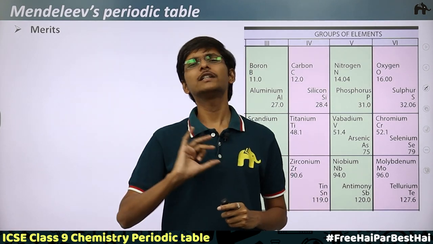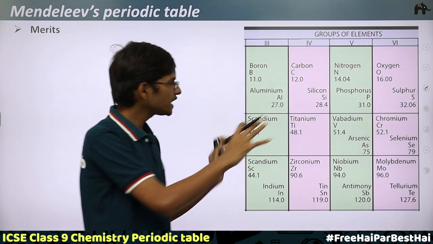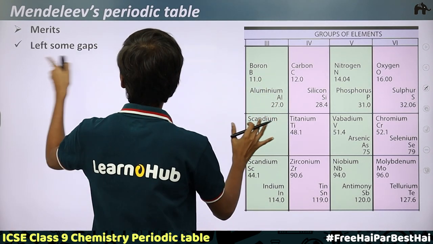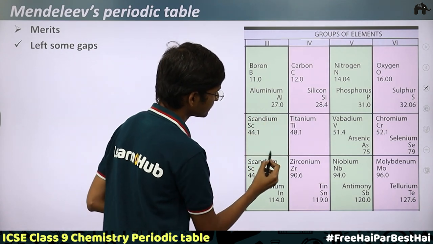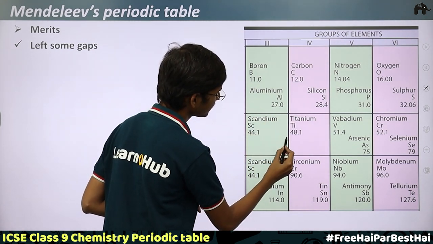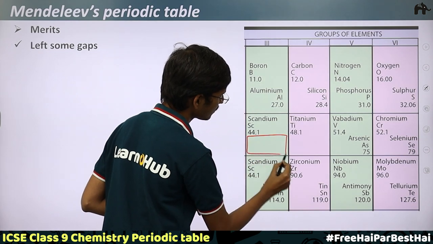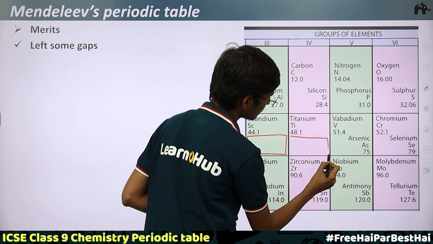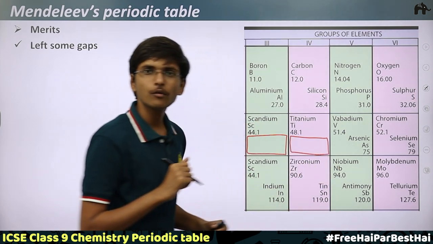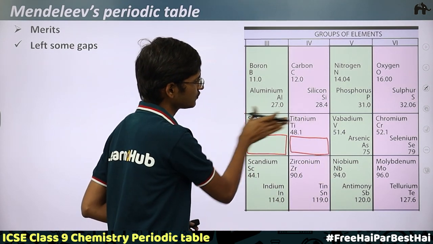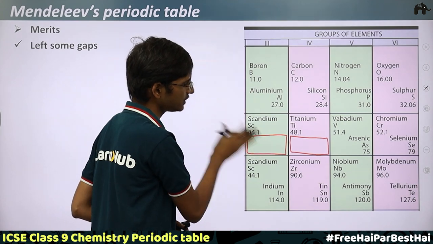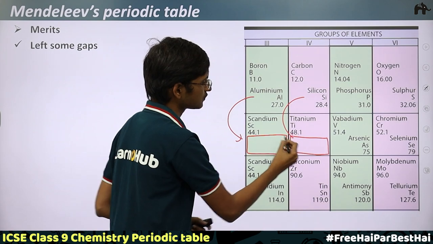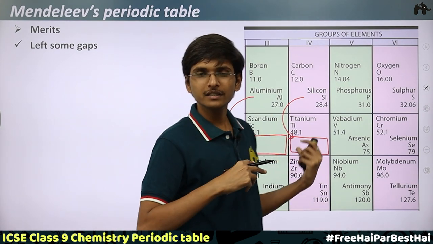When Mendeleev was developing the periodic table, he left some spaces, some gaps, like this. You can see here he left a gap. Here, after silicon, he left a gap. Don't worry about scandium and titanium, just forget about them. After aluminium, he left a gap. After silicon, he left a gap.